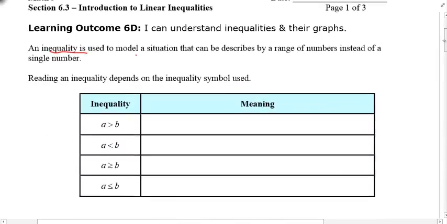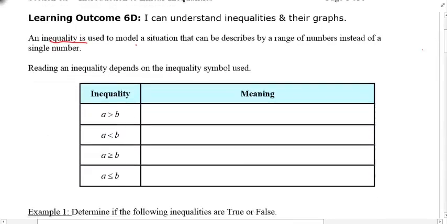Now, reading an inequality depends on the symbol that's used. We always read from left to right. In this case, the symbol is greater than. So this is A is greater than B. Please write this down.